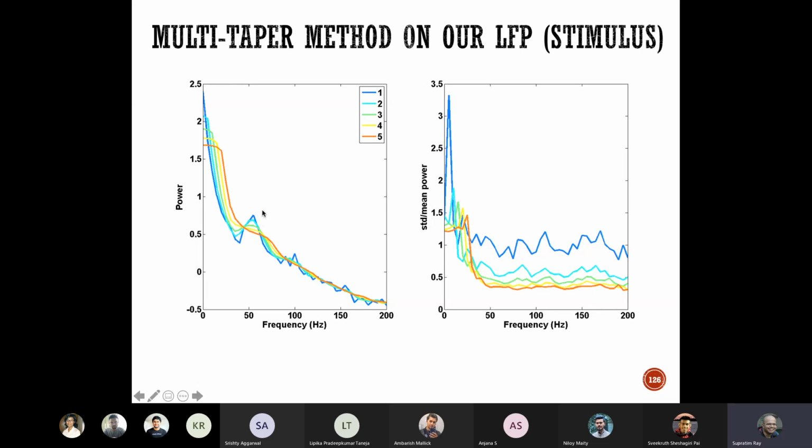You might be wondering, hey, why should I do 5 tapers? Shouldn't I be just doing 1 taper all the time? Because I can get this nice bump there. The reason you are seeing a nice bump here in this case is because you had 80 trials to estimate this spectrum, 79 trials.